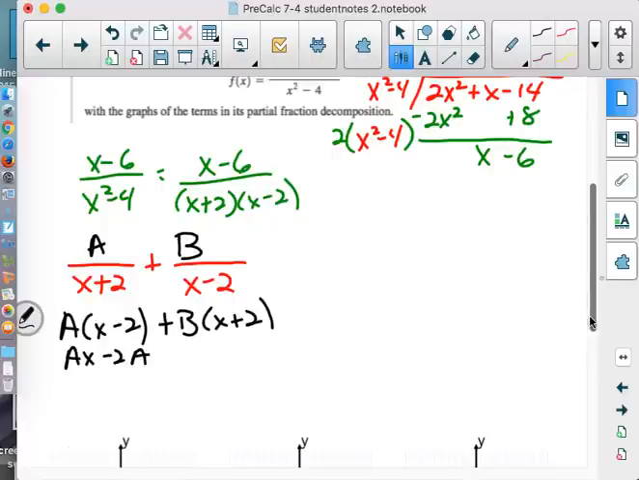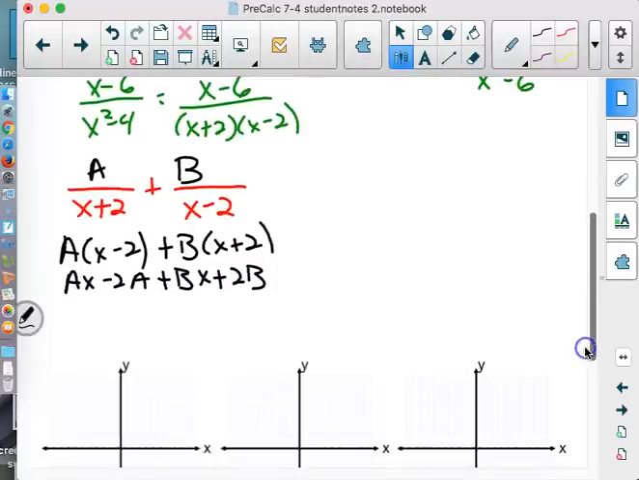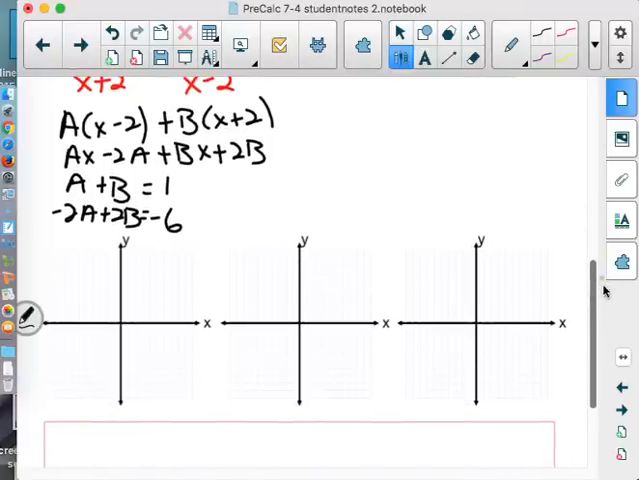Ax minus 2A plus Bx plus 2B. And that means A plus B is going to equal 1, because it was 1x minus 6. And our constants, negative 2A plus 2B, will equal negative 6. Anybody else notice that everything in that bottom equation is divisible by 2? I might make this go a little bit faster. I'll leave the top equation alone. Divide by 2.